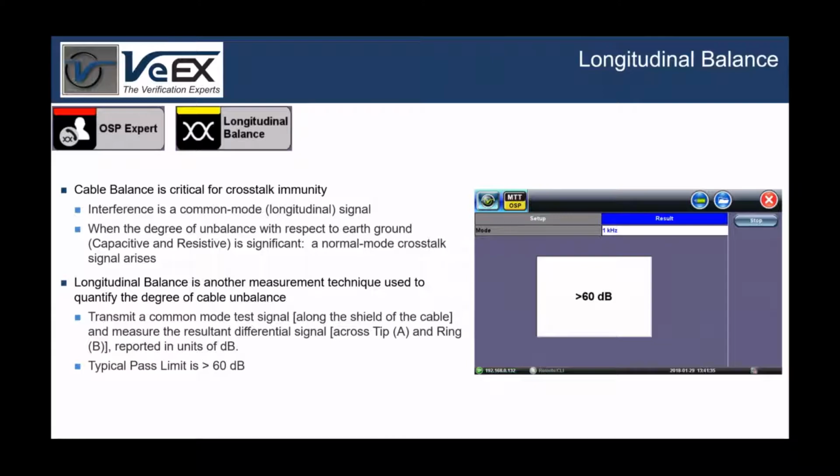Longitudinal balance is another measurement technique used to quantify the degree of cable unbalance. The way it does this, it transmits a common mode test signal along the shield of the cable to simulate interference. And then it measures the resultant differential signal across tip or A and ring or B, and reports this signal in units of dB. Now, for a voice band longitudinal balance signal, the typical pass limit is greater than 60 dB. So longitudinal balance is another way to assess cable balance.